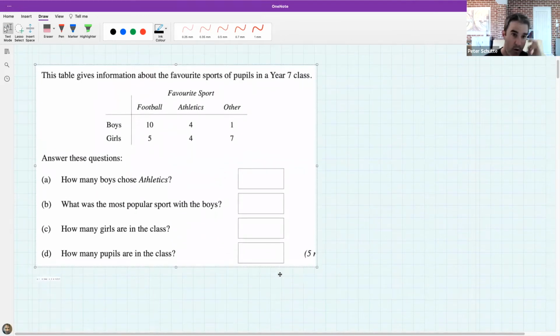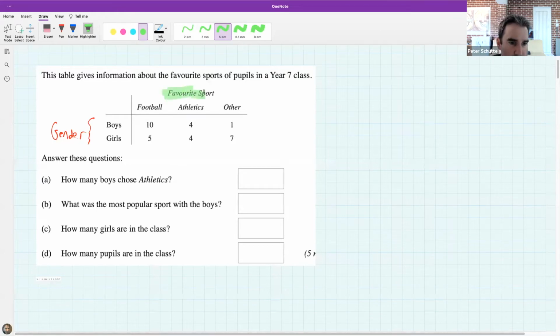So we have a table of data here, and on the rows we have boys and girls. I would call this event gender, essentially. And then on the columns, we have different sports, and we have a comment for favorite sports. These are broken up into various outcomes. So gender can be boys or girls, and favorite sport can be football, athletics, or other. Now, there are no total columns at this stage. What I want you to try and do for me is answer A, B, C, D using the information on the screen.